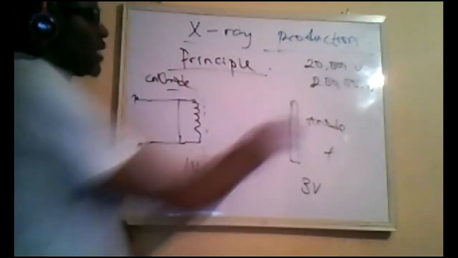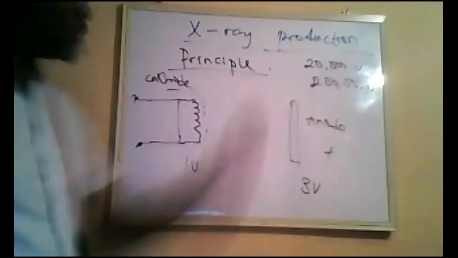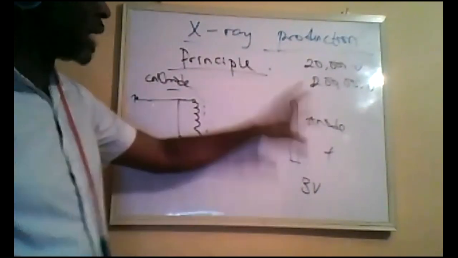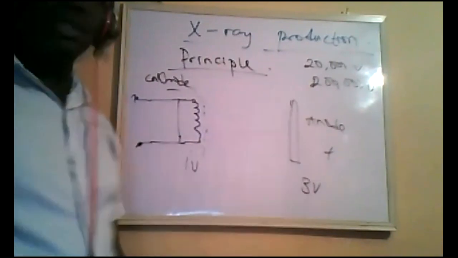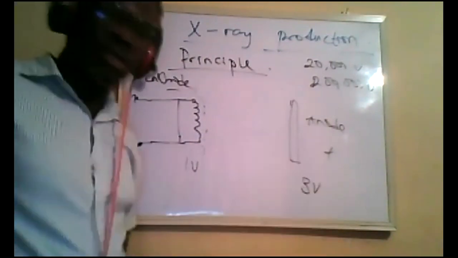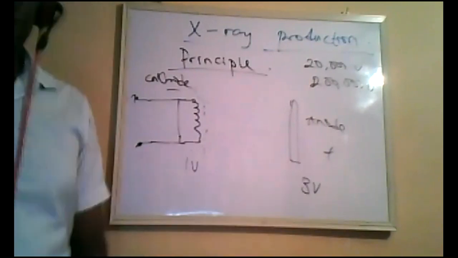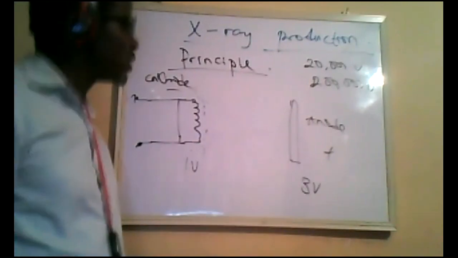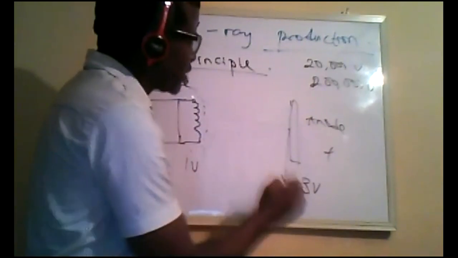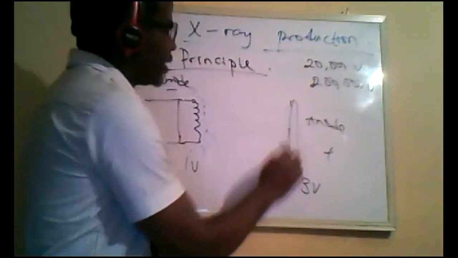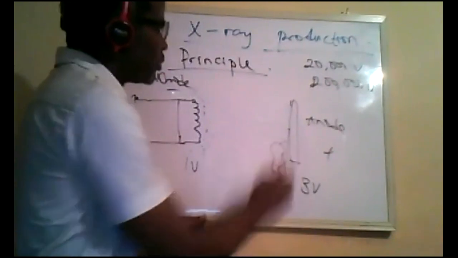So when the electrons arrive here, what we had explained before, they begin to interact with the atoms of this anode. As they interact, we're going to have a Bremsstrahlung X-ray, and we are going to have a characteristic X-ray. At the end of the day, we have this interaction. We're going to have a production of X-ray. Energetic photons, X-ray will now be produced.